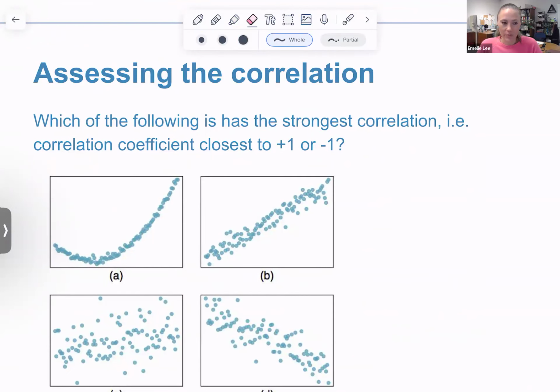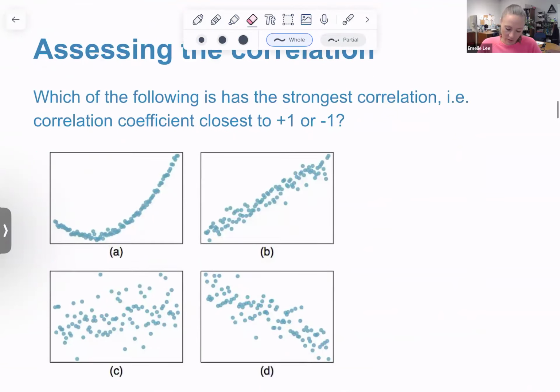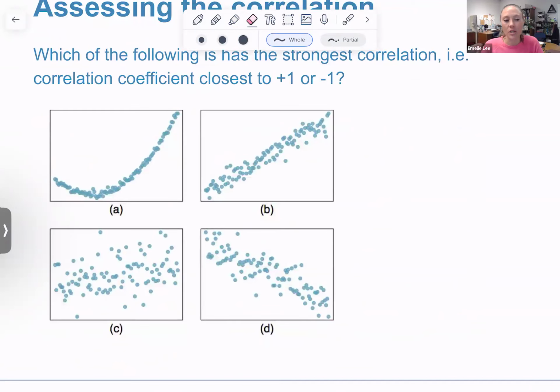Which of the following of the four has the strongest correlation? Okay, and so the strongest correlation would be a correlation closest to -1 or +1. Now, A is a really strong relationship, right? But it's not linear. So if you had to think about it this way, the correlation measures how close the points are to this hypothetical line.